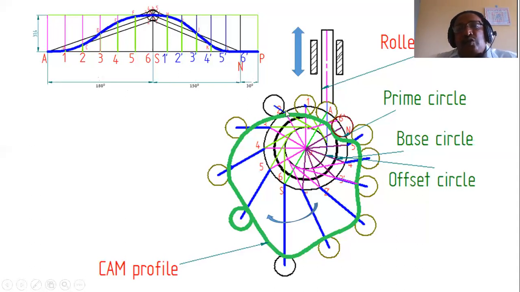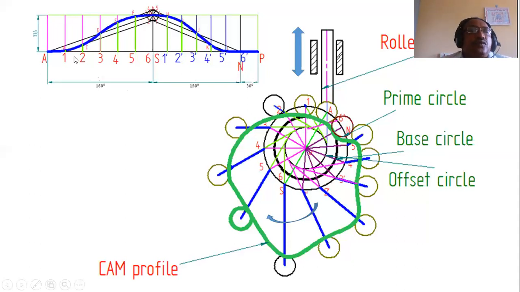Then from point 2, tangent to this offset circle, draw a line and produce it. From 3, tangent to the offset circle, draw a line and produce it. From point 4, draw a tangent to the circle and produce it. From 5, draw a tangent to the offset circle and produce it. From 6, draw a line which is tangent to the offset circle and produce it.